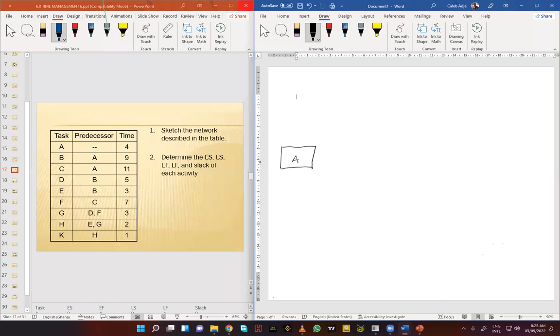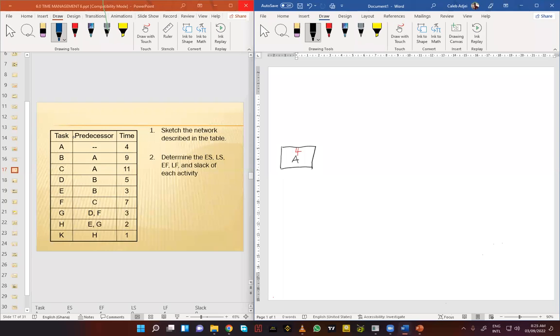So activity A is done, and the duration is 4 days. So I'll put the 4 days here. Please, you can be sketching it along, because we have done it in class, so you should know how to do some of these things. Activity B, if you look at the predecessor here, A is the predecessor to both B and C.